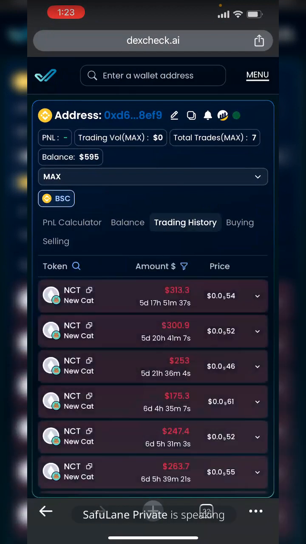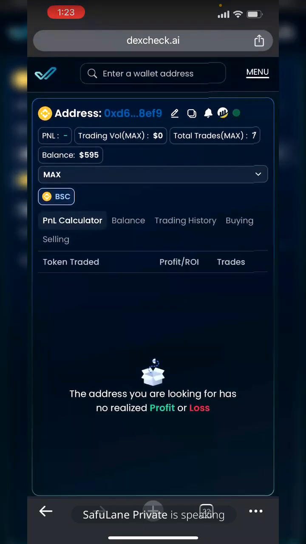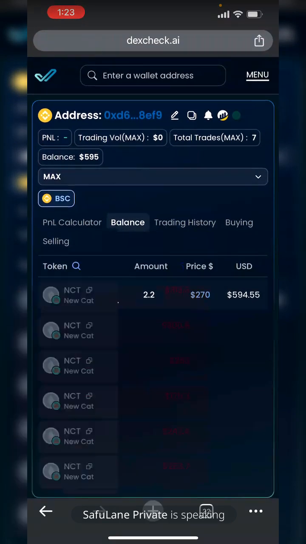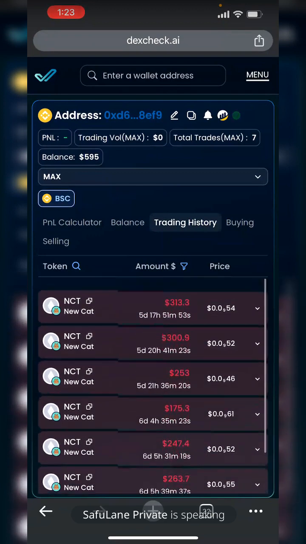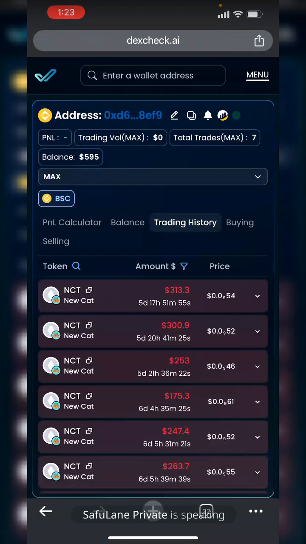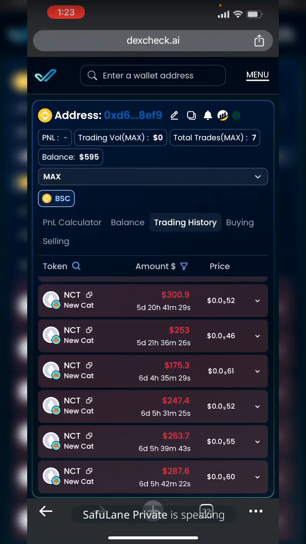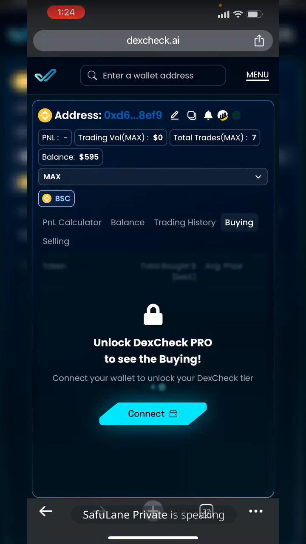Trading history, yeah. When I click on trading history, I think it's unable to calculate his profit or loss, but I can see his balance and his trading history. In 5 days, this guy has been selling this token in an almost similar pattern: 200, 200, 175, 300, 200. Then, is he buying back?